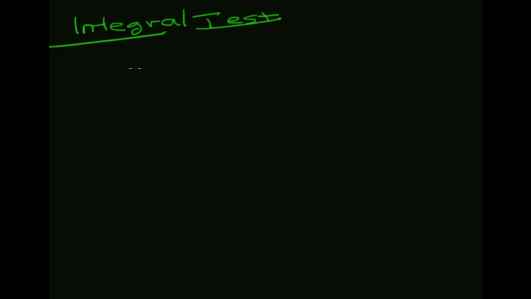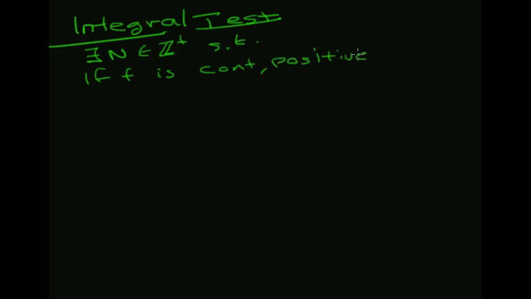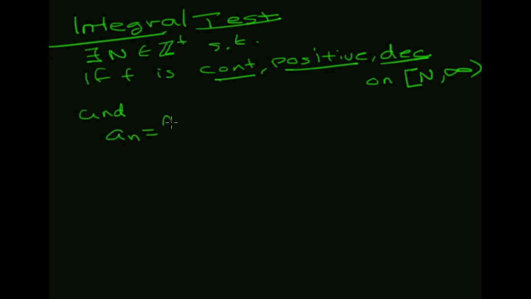What the integral test says is that there exists some n, which is a positive integer, such that if f is continuous, positive, and decreasing, so that's a lot of things you have to meet, it has to be continuous, positive, and decreasing on the interval from big N to infinity, and on that same interval, a sub n is equal to f of n for all n equaling 1 out to infinity.